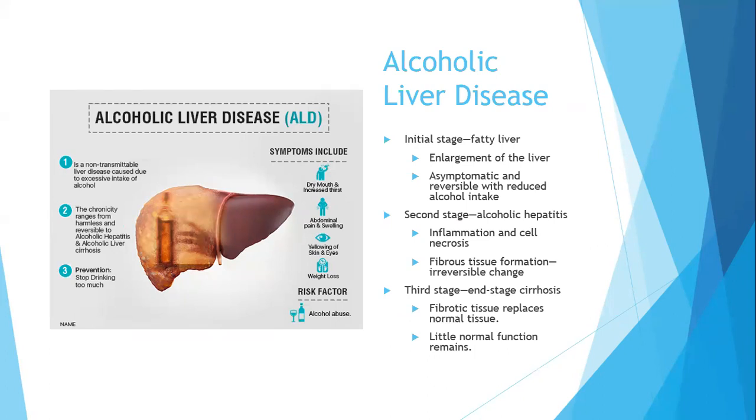In the third stage, which is considered end-stage cirrhosis, anything end-stage is never good, right? But fibrotic tissue replaces the normal tissue, and so there's little normal function of the liver. So here's the thing. If you don't have normal function of the liver, you can't process medications. You can't process chemicals. It upsets your blood chemistry. It can upset glucose metabolism. It can upset protein metabolism. You can end up malnourished and with a lot of problems if your liver's not working. So this is a bad place to be in end-stage cirrhosis.